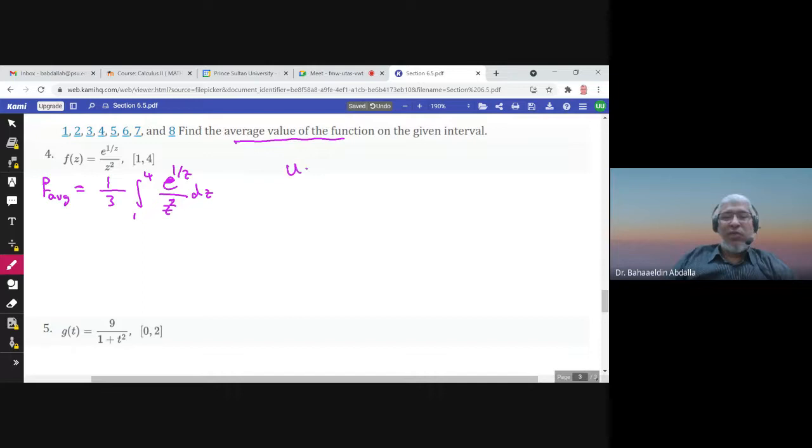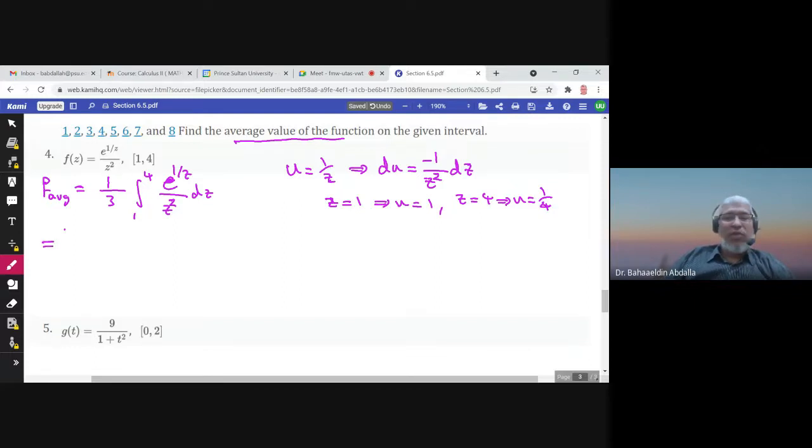I take u equals 1 over z. This is by substitution. Why? Because du, the derivative of 1 over z, is negative 1 over z squared dz. You can check this derivative. So if z is 1, what would be u? 1 over z, 1 over 1, which is 1. And if z is 4, u would be 1 over z, or 1 over 4.